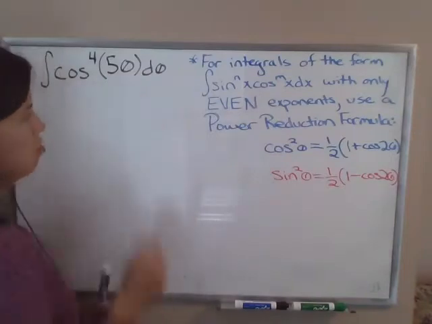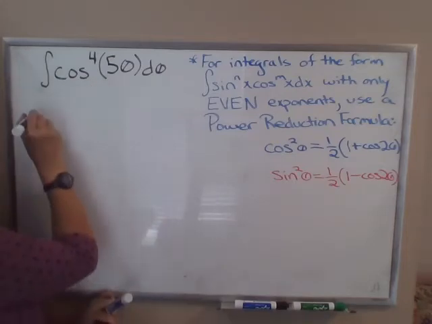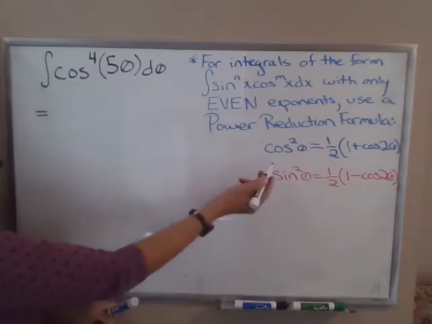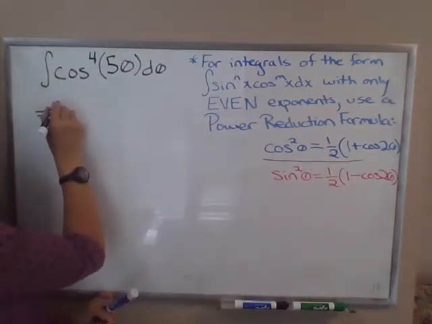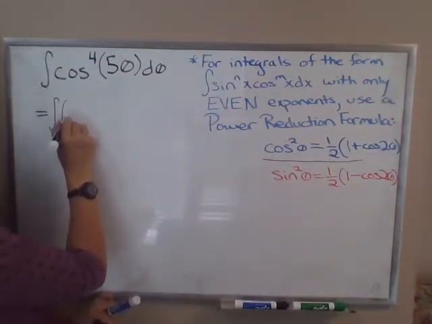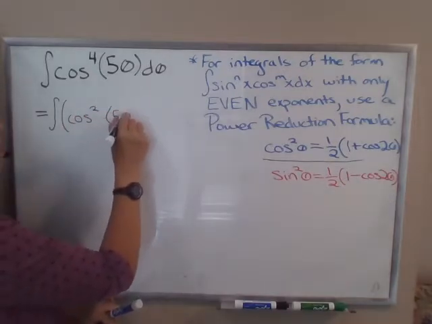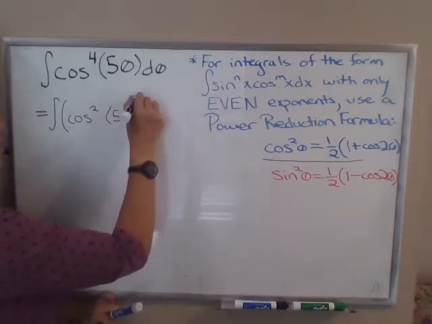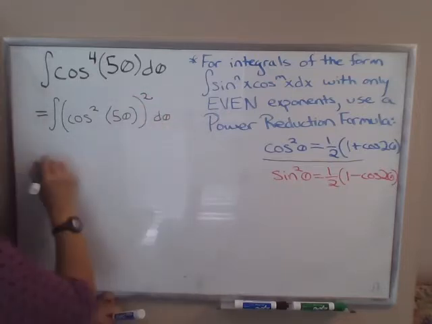So back to this problem I gave you. We know we're supposed to use a power reduction formula. So we could take this cosine to the 4th. Well, what I know is something about cosine squared. But cosine to the 4th, you've seen this happen before, is cosine squared of 5 theta, squared, if it's 4th power, d theta.